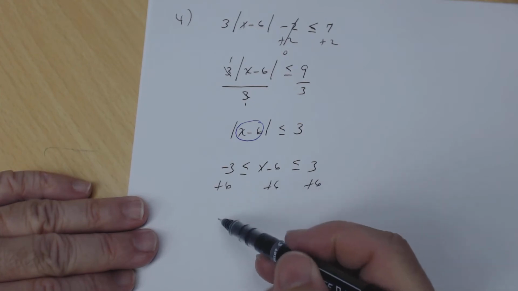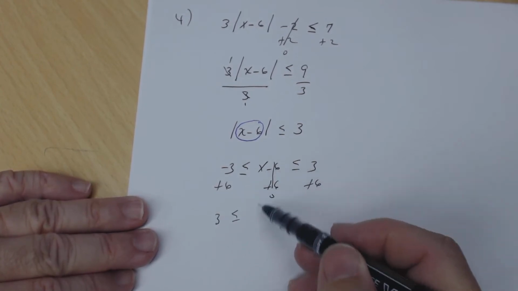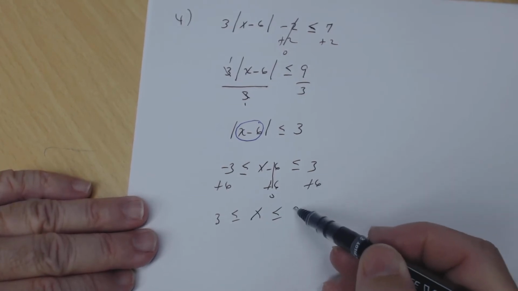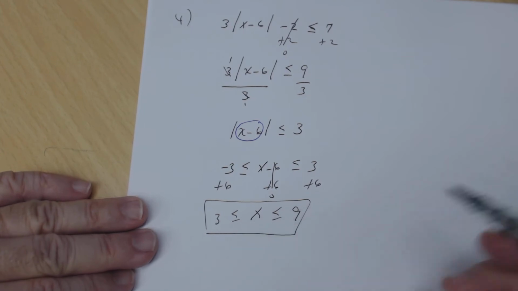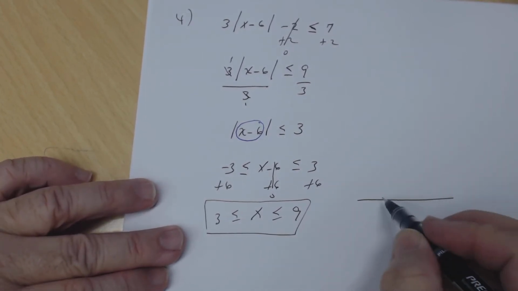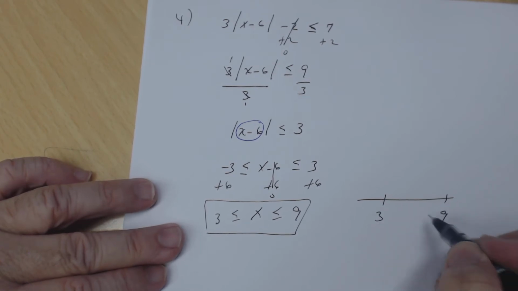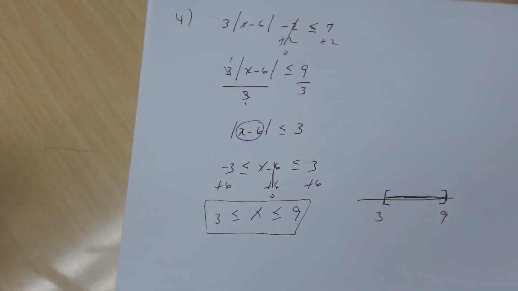Negative 3 plus 6 is 3. Combine like terms: negative 6 and 6 is 0. You're left with x less than or equal to 9. So there's your answer. Your solutions are between 3 and 9, including 3 and 9 because of the equal signs. In terms of a graph, you'd say 3, 9, bracket, bracket, and then shade everything between them.